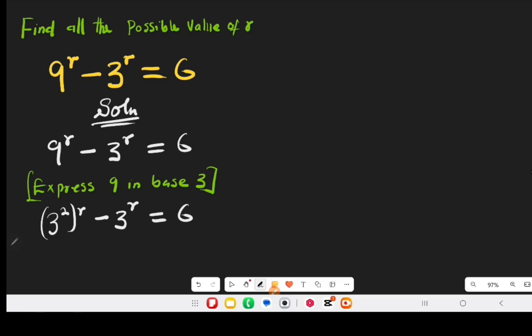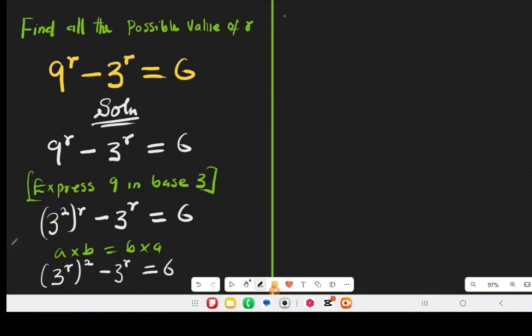Next step, we can interchange the power, since a times b is equal to b times a, which is the commutative property of multiplication. If that is true, we have 3 raised to the power of r, all raised to the power of 2, minus 3 raised to the power of r equals 6. We continue, we say let 3 raised to the power of r equal p. Then this expression will change to p squared minus p equals 6.